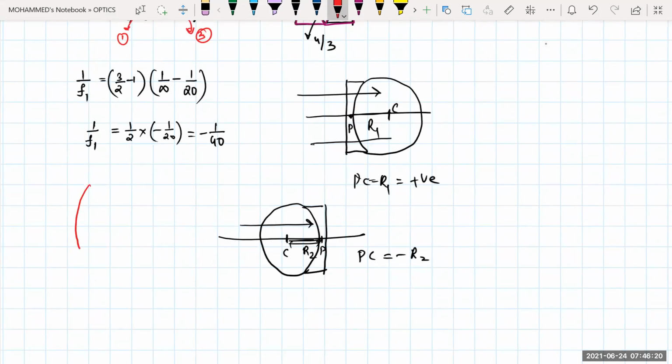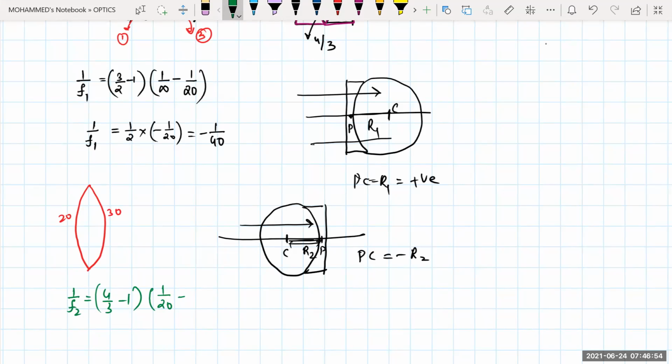Now for the convex lens, this is the second lens. The radius of curvature here is 20, and here it is infinity. Now write the focal length for this one. 1 by f2 will be equal to the refractive index, 4 by 3, minus 1, into 1 by R1, which is 20, and R2 will be equal to minus 30.